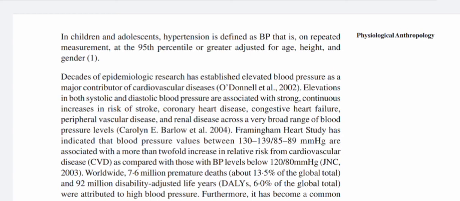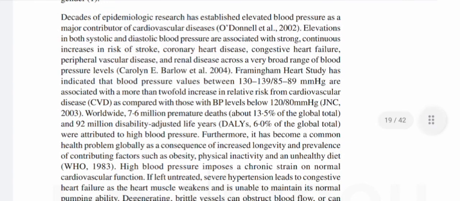JNC 2003. Worldwide, 7.6 million premature deaths, about 13.5% of the global total, and 92 million disability adjusted life years, DALYs, 6% of the global total, were attributed to high blood pressure. Furthermore, it has become a common health problem globally as a consequence of increased longevity and prevalence of contributing factors such as obesity, physical inactivity, and an unhealthy diet.